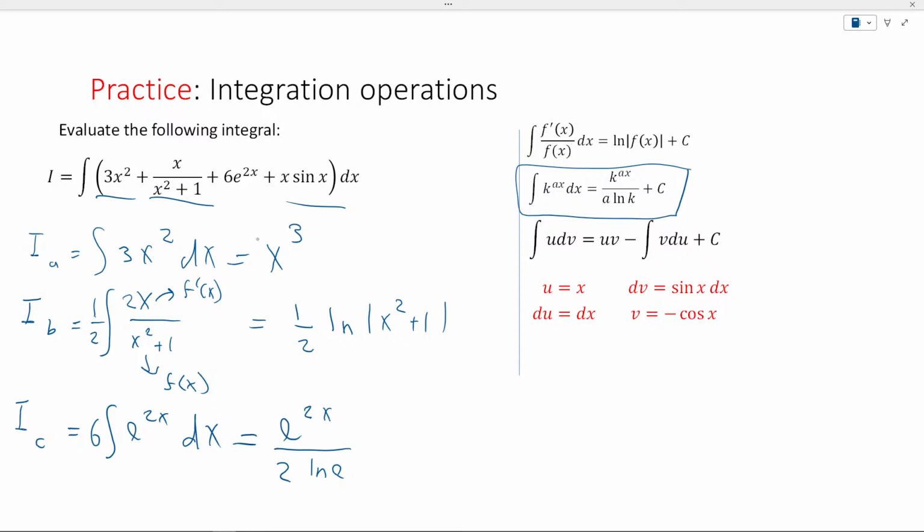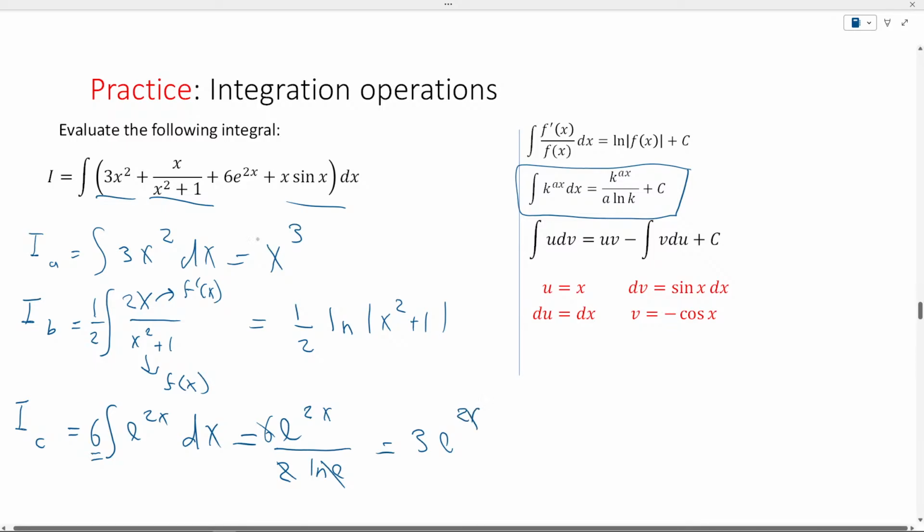A common mistake when you do this problem is that you forget the 6 here. Don't forget the 6. Then there is a constant, which I will ignore for now. So this will go away with this. Ln e is equal to 1. So I will get 3 e to the power 2x.